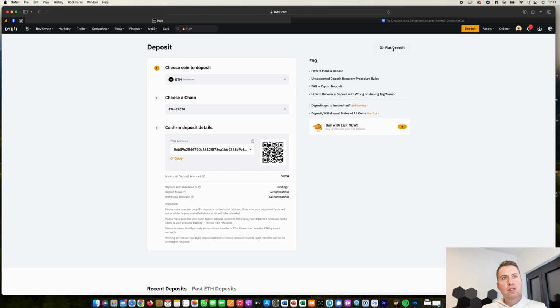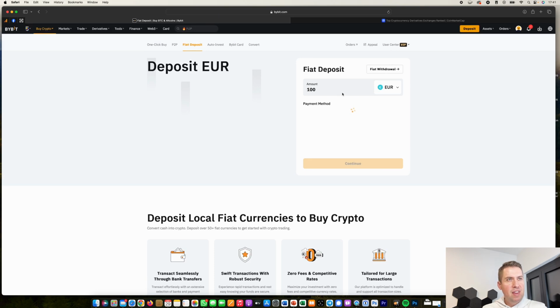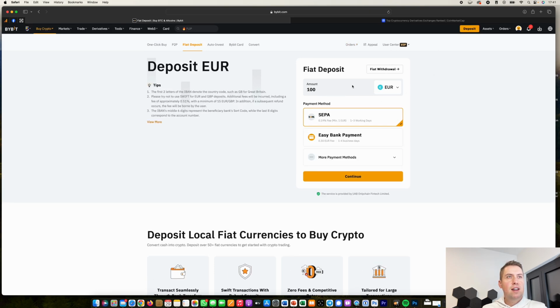And as I said, you can also deposit regular currencies. In order to do that, you just click there, and then you say, okay, I want to deposit 1,000 euros, for example, or any other currency, depending on where you are located. For me, it would be a bank transfer, SEPA, that's what they call it. And it's only a 0.19% fee. Then I can choose that and click continue.